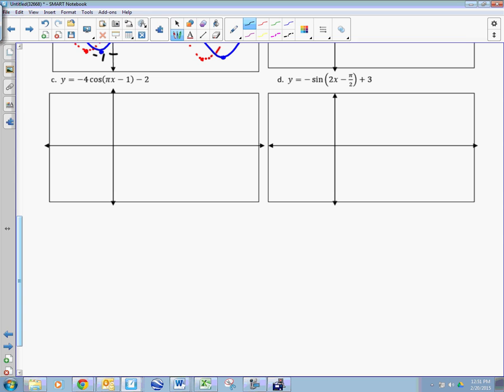All right. Vertical shift: -2, amplitude: 4. So, if the amplitude is 4 and the vertical shift is -2, what is the smallest value we'll get to? -6. What's the biggest value we'll get to? +2. So I'm going to draw my horizontal axis right through -2, and I plotted my max and my min.